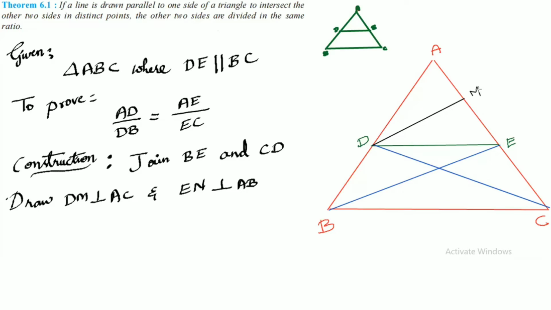This is M, which is perpendicular to AC, and EN. This is N, which is perpendicular to AB. Okay. Now, if you look carefully, what we will do is find the area of the triangle.